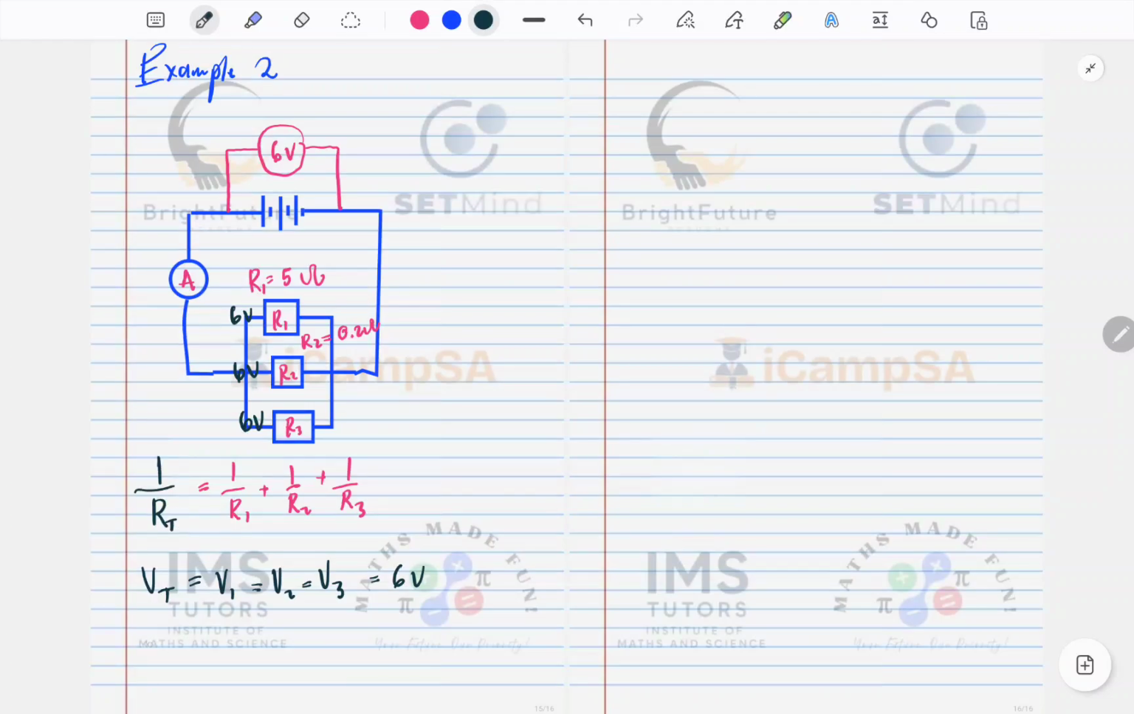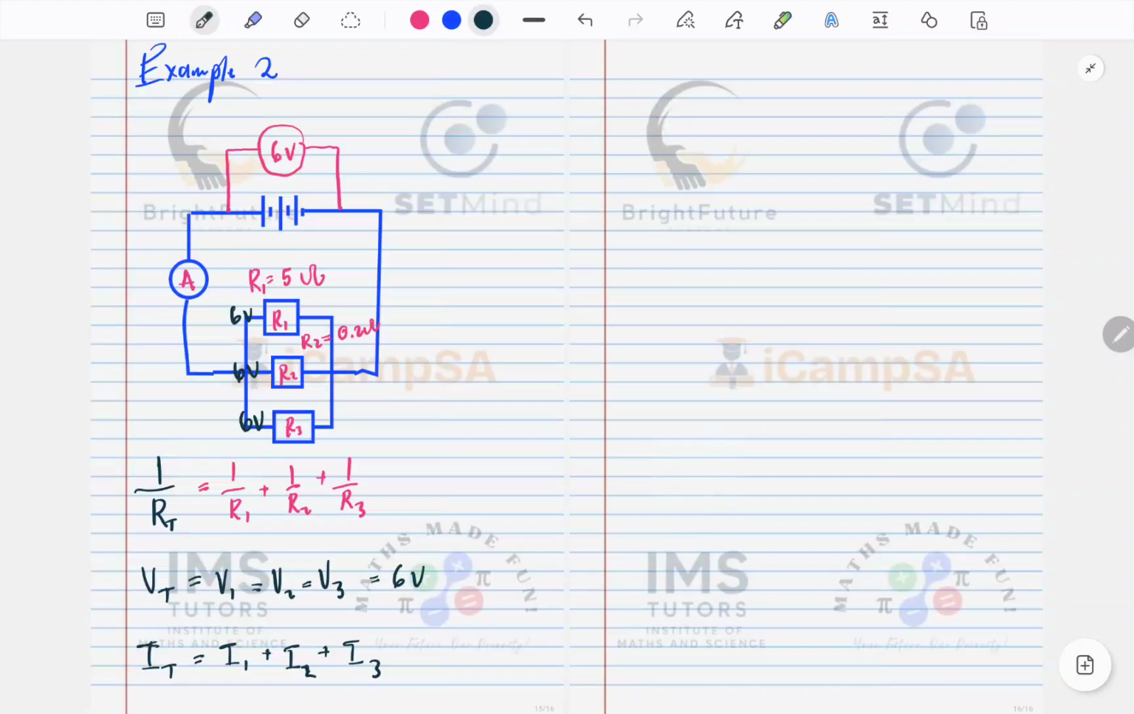Okay, and then we have IT equals I1 plus I2 plus I3. Okay, now let's calculate our stuff here and see. Let's start with our RT. We can say 1 over RT equals 1 over, but we won't be able to because we don't have R3.